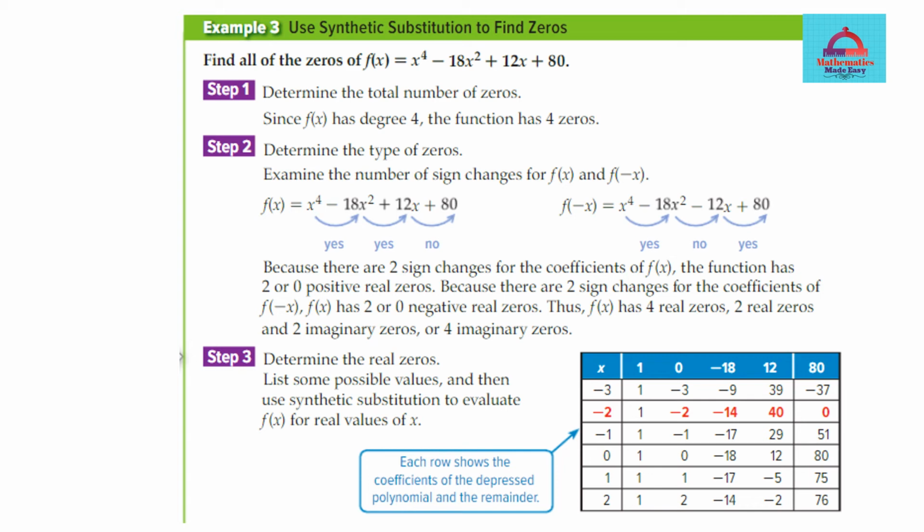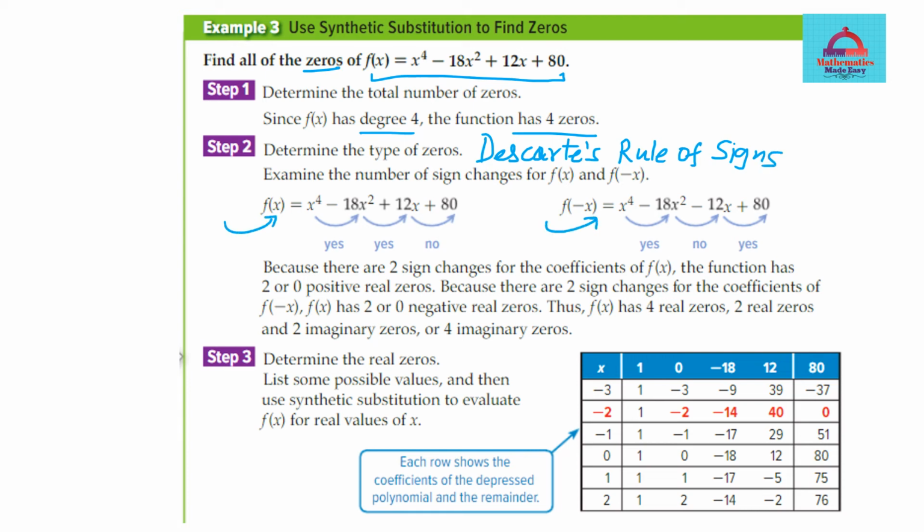So let's start. Step 1, you have a polynomial function given. What you need to do is find all the zeros. So let's count the degree. Degree is 4, therefore the function will have a maximum of 4 roots or 4 zeros or 4 solutions. So let's do step 2, where we are definitely going to be using Descartes' rule of signs that I've taught you in this video today. And so we are comparing the signs of f(x) and f(-x).